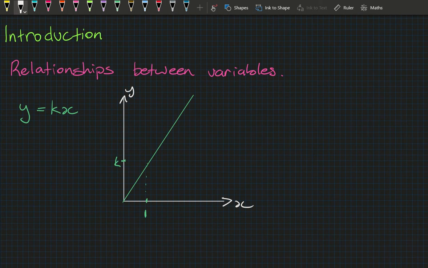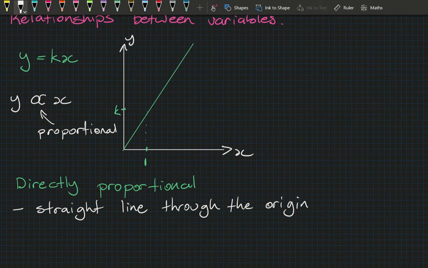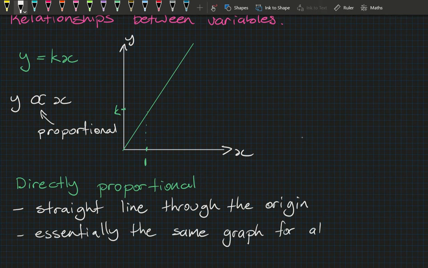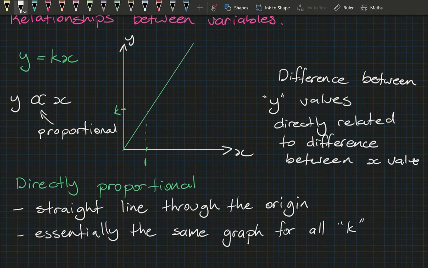So we just say that y is proportional to x, and that weird looking symbol there just means proportional. The term for this is a directly proportional relationship. This is a straight line through the origin, which is essentially the same graph for any k, and as I said before, the only difference would be the amount of angle. Another reason why we'd say that it's directly proportional is that the difference between the y values is directly related to the difference between the x values.